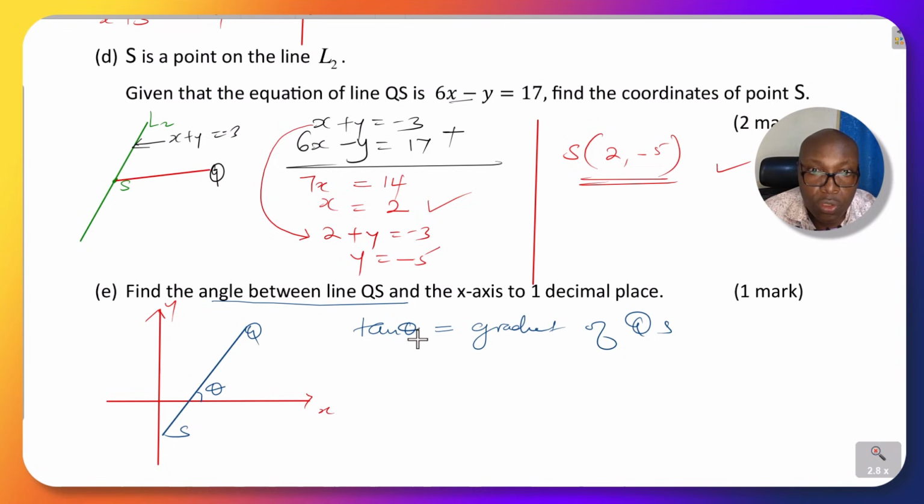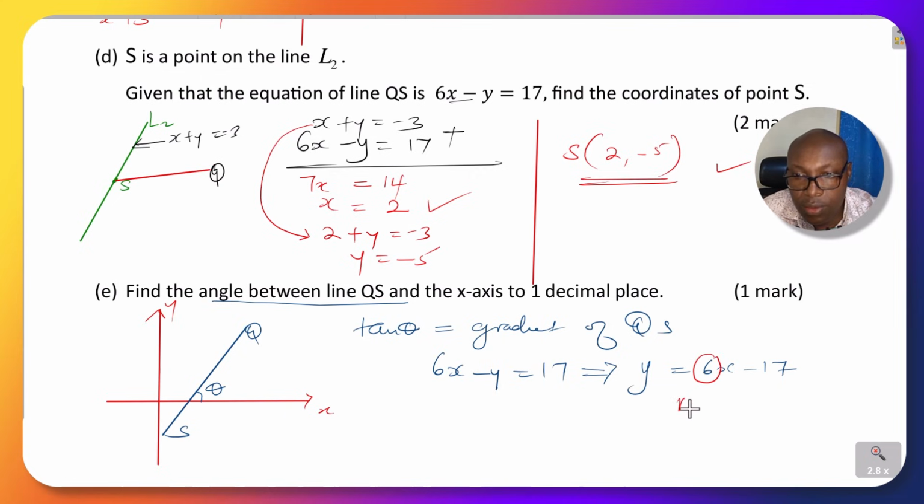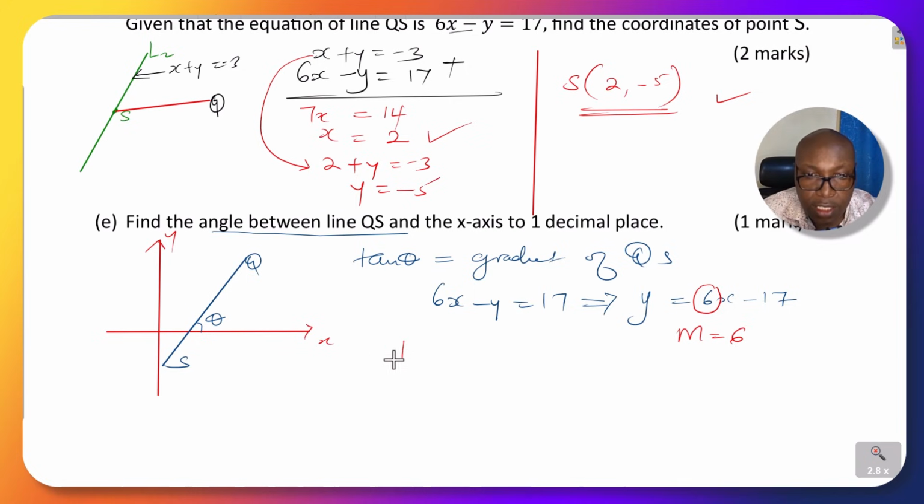We have the equation. The equation of QS is 6x minus y equals 17. So to get the gradient, write that equation in the form y equals mx plus c. So it will be y equals 6x subtract 17, and therefore the gradient of QS is 6. So we say that the tangent of the angle the line QS makes with the x-axis is equivalent to the gradient of that line, which is 6.